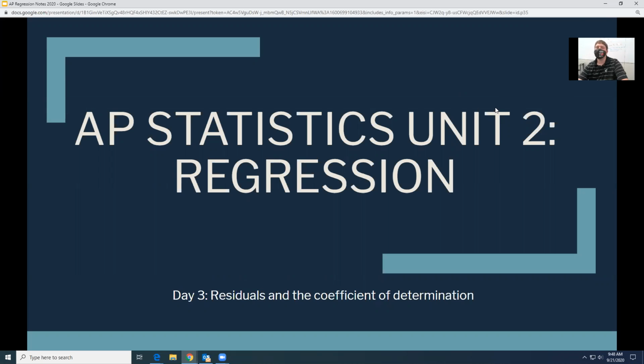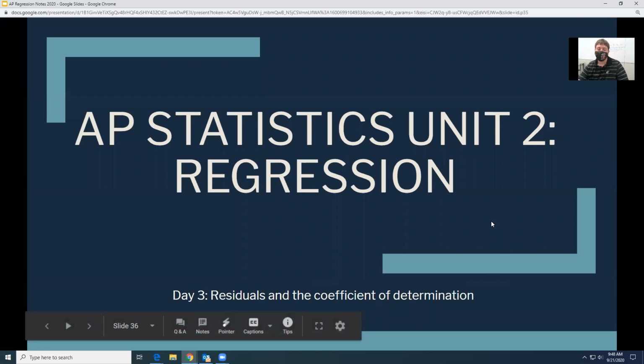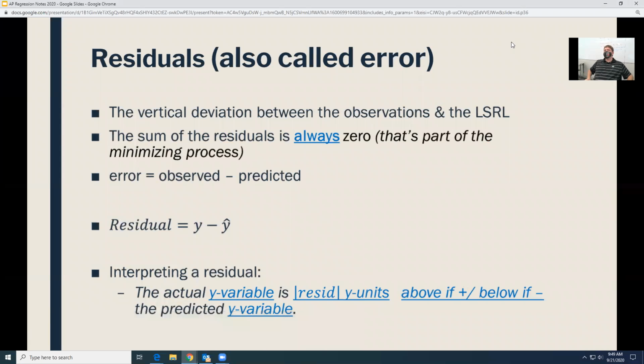All right, AP statistics, day number 3. Let's talk about residuals and what that little R squared means on our data that we've been ignoring. So the coefficient of determination. All right, so what's a residual?